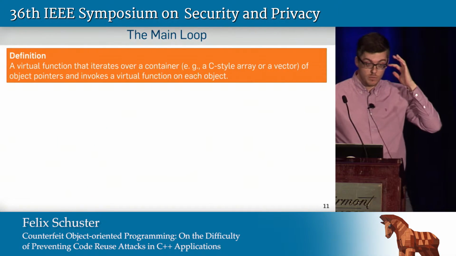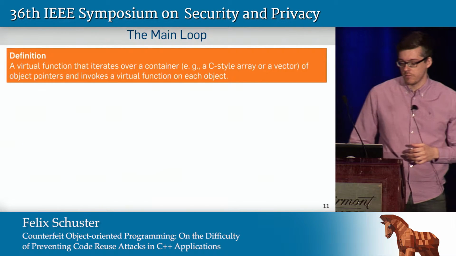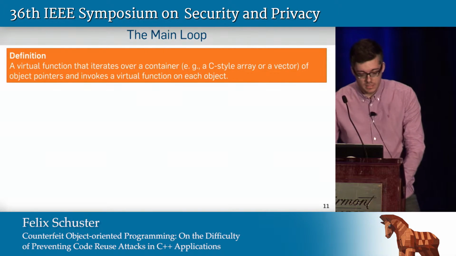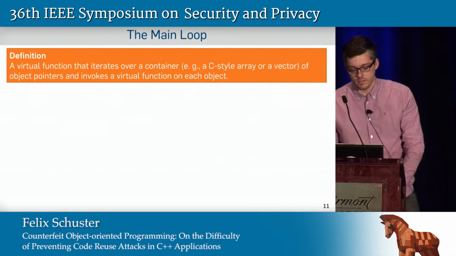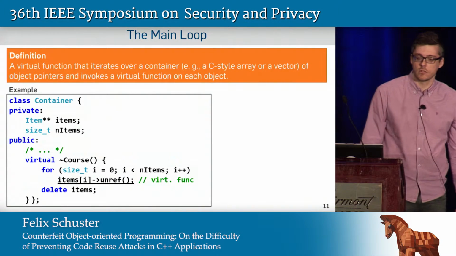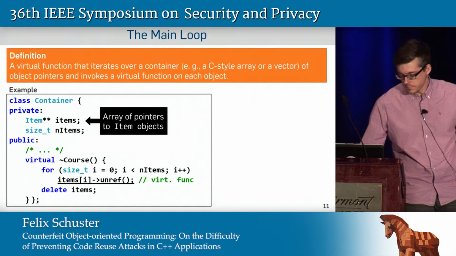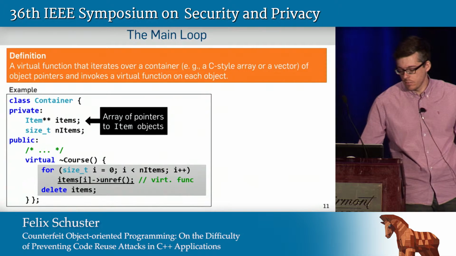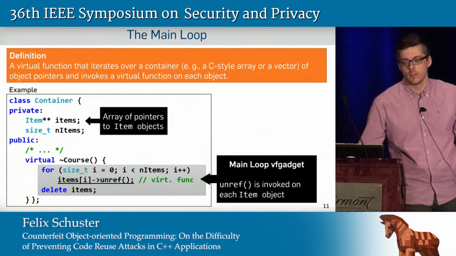Okay, as I said, the main loop gadget is the most important vfGadget in a COOP attack, and it's defined as follows. Let me read this for you. A virtual function that iterates over a container, for example, a C++ array or vector of object pointers, and invokes a virtual function on each object. And here's an example. It's a simple container class which has an array of object pointers, and it iterates over this array of object pointers and invokes a virtual function on each of these objects.